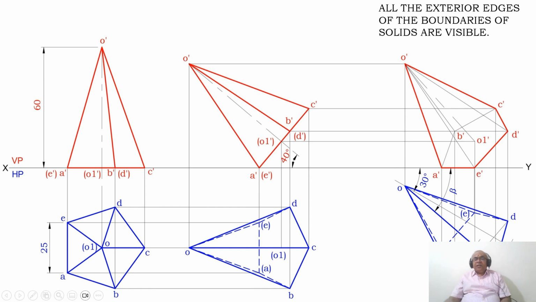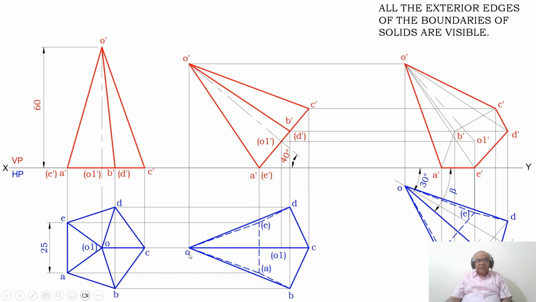Then on this apparent inclination line, you start constructing this. So you measure the distance. Once you do that, then join between O1 and extended.